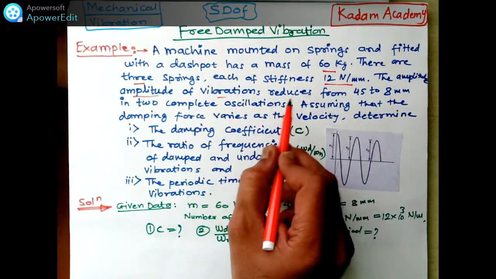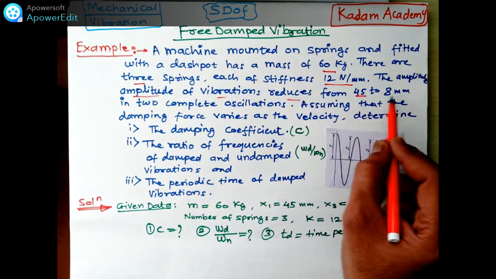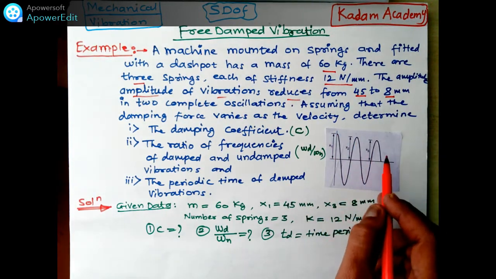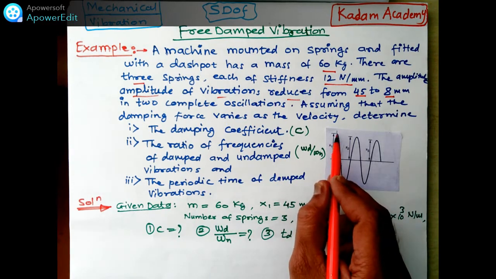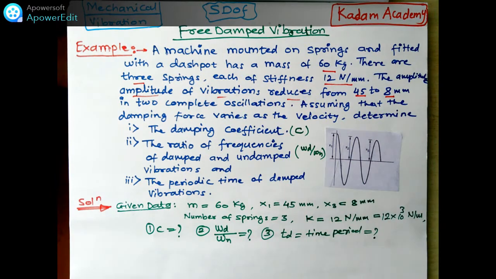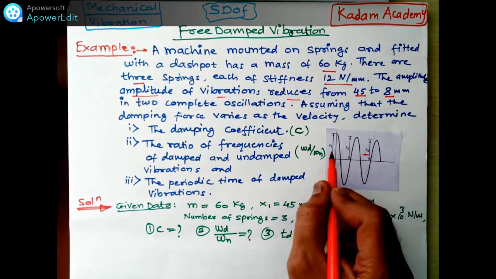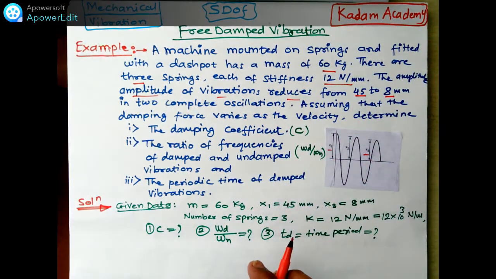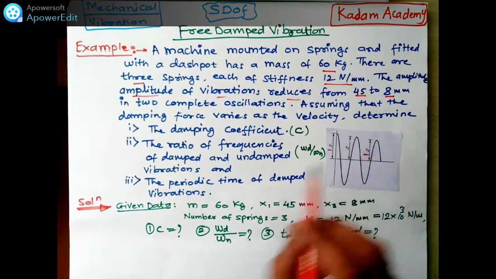The amplitude of vibration reduces due to this damper from 45 millimeter to 8 millimeter. That means the amplitude reduces to 8 millimeter in 2 complete oscillations, from the first oscillation and the second oscillation it will reduce the amplitude from x1 to x3. Okay, x1 to x3, from 45 to 8. So there are number of oscillations. These 2 complete oscillations are 2.